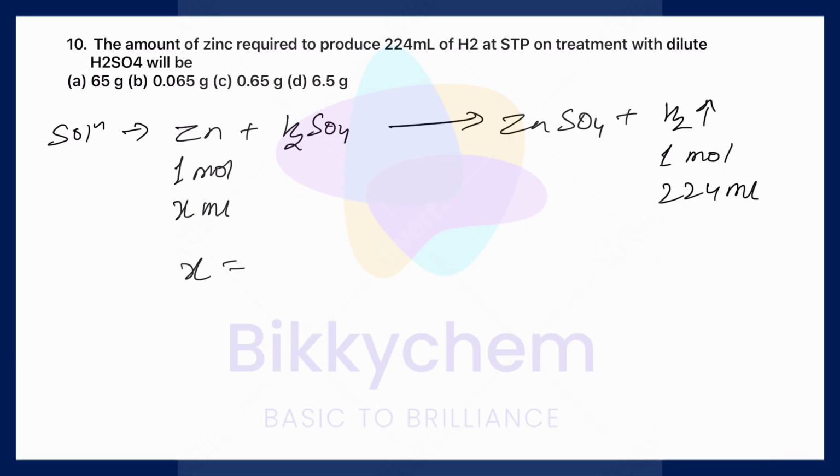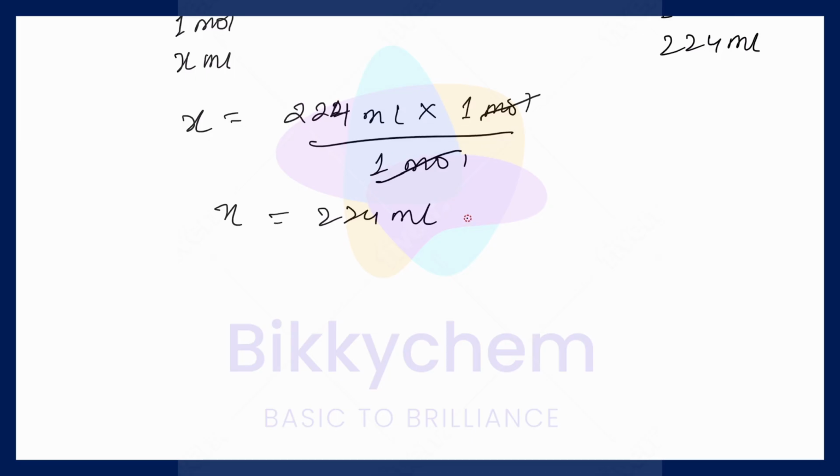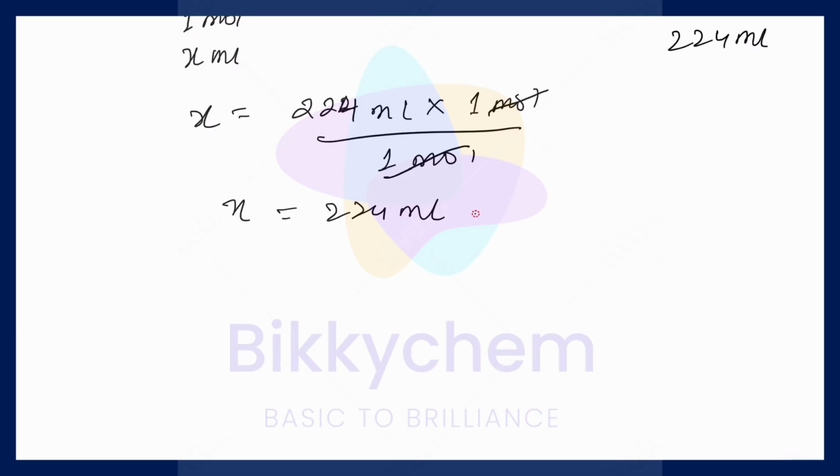So in terms of mole, it is 224 ml into 1 mole divided by 1 mole, giving 224 ml of zinc is required. Now in terms of mass, we know that 224 ml is equals to 1 mole.